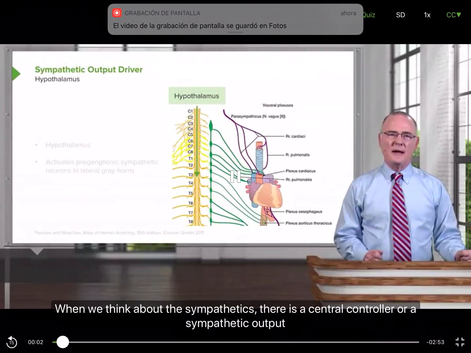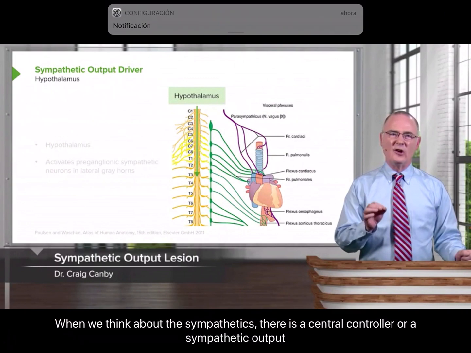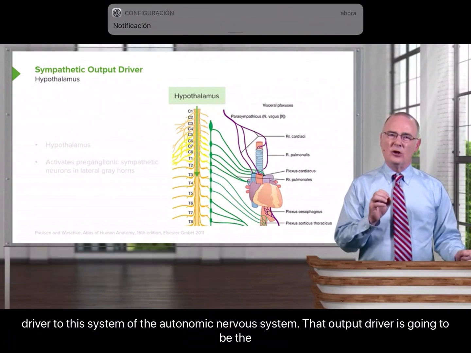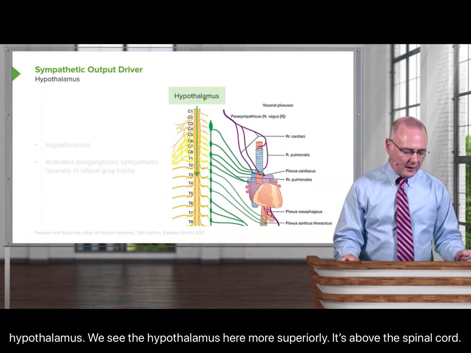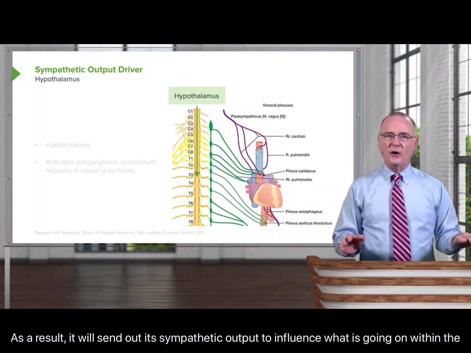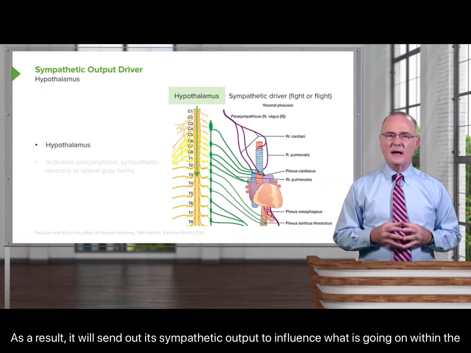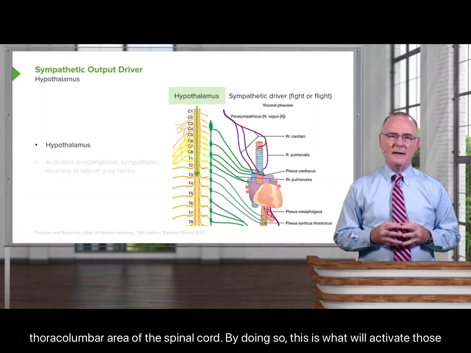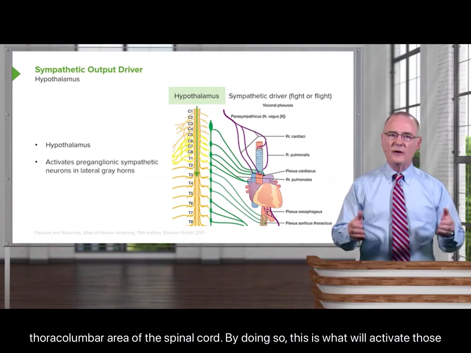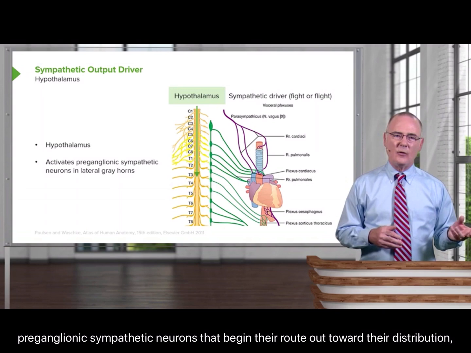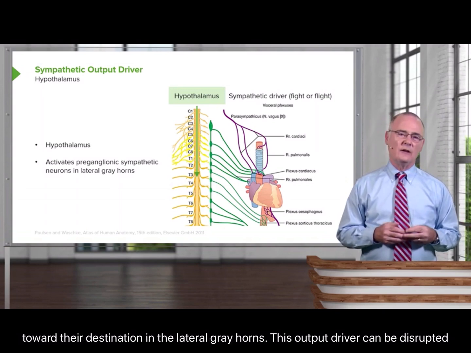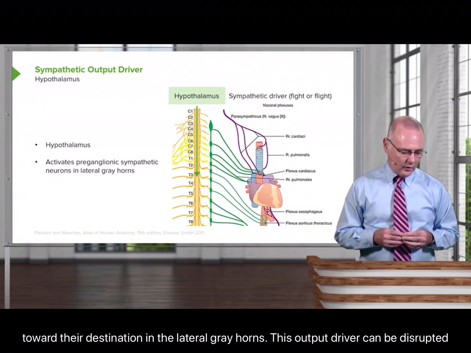When we think about the sympathetics, there is a central controller or a sympathetic output driver to this system of the autonomic nervous system. That output driver is going to be the hypothalamus, and we see the hypothalamus here more superiorly. It's above the spinal cord, and as a result, it will send out its sympathetic output to influence what is going on within the thoracolumbar area of the spinal cord. And by doing so, this is what will activate those preganglionic sympathetic neurons that begin their route out toward their distribution, toward their destination in the lateral gray horns.